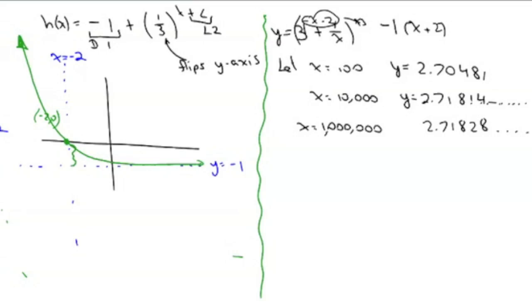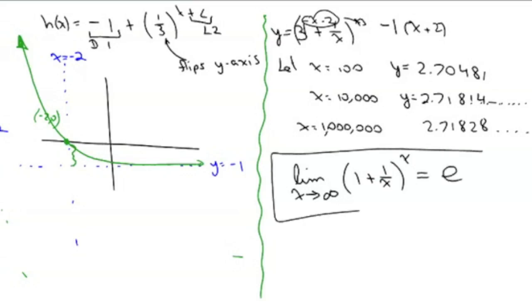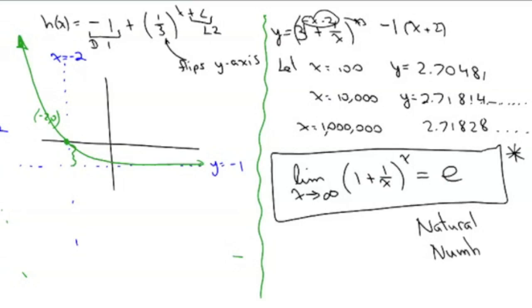So what happens if it fixes? If I do this forever, remember this notation? If I let x go off to bigger and bigger values of 1 plus 1 over x, raised to the x, it's going to equal a number. It's an irrational number, and we're going to call it e, also known as the natural number.